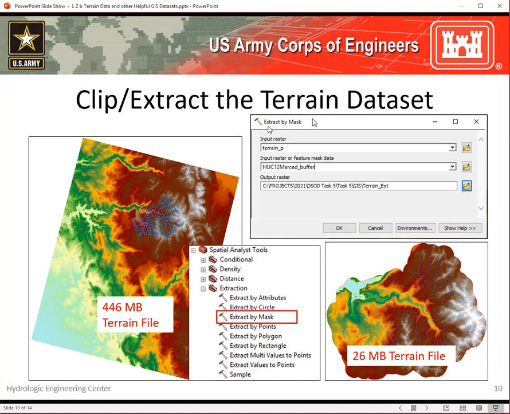That's another tool available in Spatial Analyst Tools, Extraction, Extract by Mask. The first thing you do is choose your input raster right here at the top. The second step is the buffered data set, and that's going to be the mask. The program will extract the terrain data that falls inside of that buffered subbasin polygon. We went from an original terrain file that was 446 megabytes to one that was now 26 megabytes after extracting just the terrain that we need to delineate the watershed.